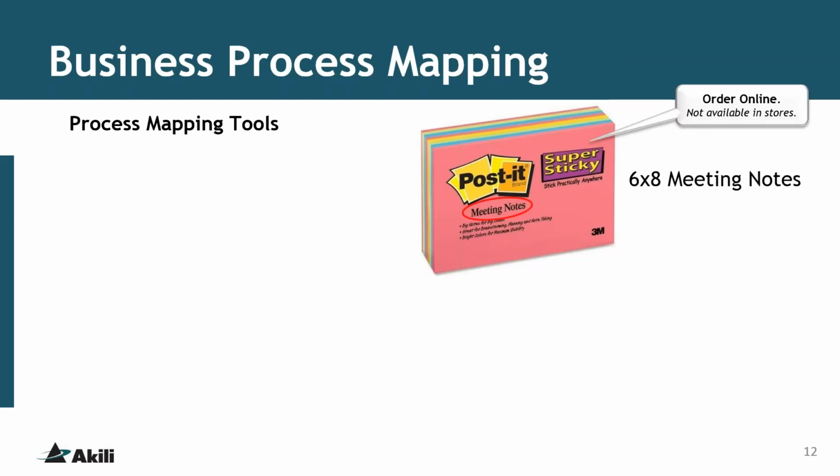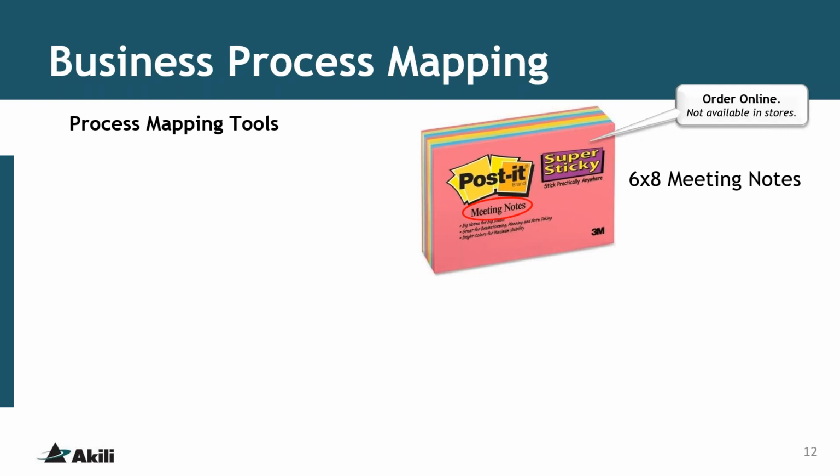So we capture the steps in the business processes during our mapping sessions using these rather large 6 by 8 inch 3M Post-it notes. These are called meeting notes. You have to buy these online. You can't typically find these in stores. Because they're relatively large pieces of paper, we can write on these with nice flip chart markers, and people sitting 15 to 20 feet away can read them quite comfortably.